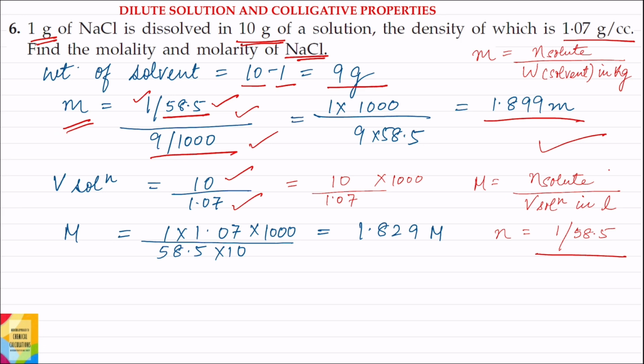So volume of solution in milliliters is 10 divided by 1.07, and this when divided by 1000 gives the volume of solution in liters. Molarity is the number of moles divided by volume of solution in liters. Putting the values, molarity is equal to 1 into 1.07 into 1000 divided by 58.5 into 10, and this is equal to 1.829. So molarity of the solution is 1.829.